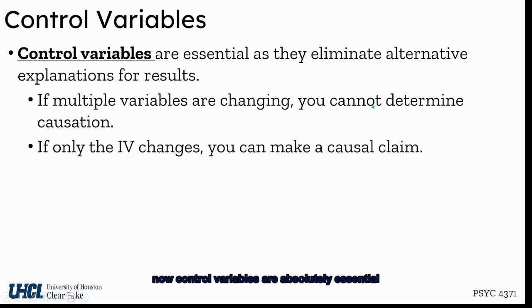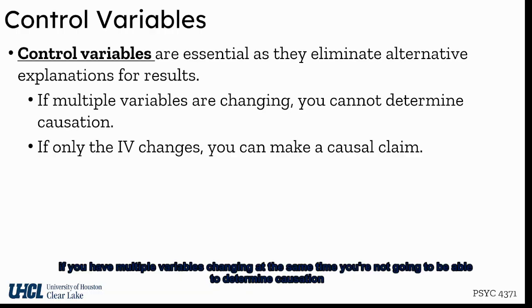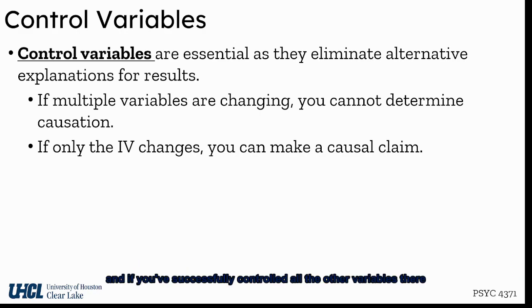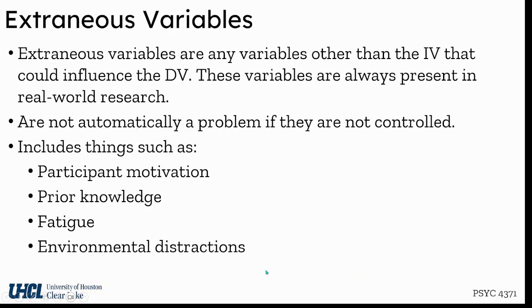Now, control variables are absolutely essential because they're eliminating an alternative explanation. If you have multiple variables changing at the same time, you're not going to be able to determine causation. And if you've successfully controlled all the other variables and only your independent variable changes, then you've set up a study that will allow you to make a causal claim.